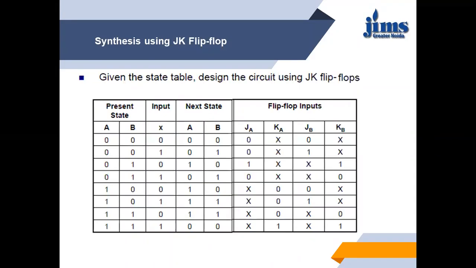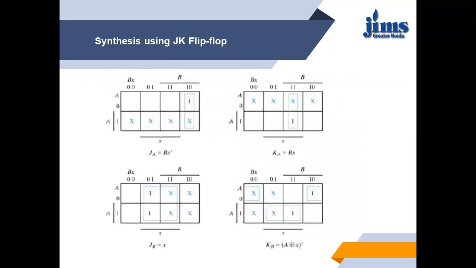So what we do is solve 4 K maps, one each for JA, KA, JB and KB, and the inputs for the K map will be A, B and X. We have to solve the Boolean equation for all 4 inputs of the flip-flops. Now in the next step, we solve with the help of the K map. JA comes to be BX bar, KA is BX, JB is X, and KB is A XOR B NOR. That means A XOR B.